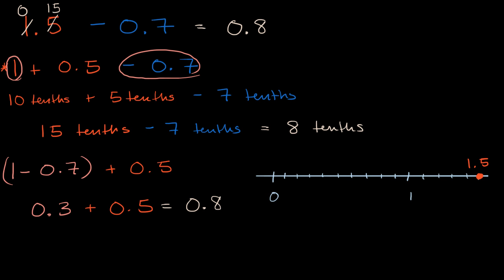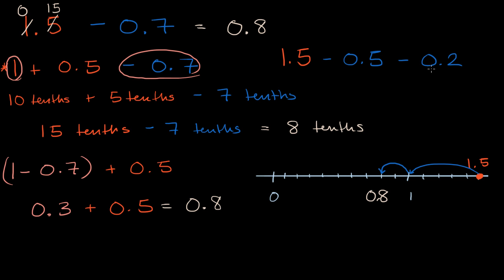And we're going to take away 7/10. So one way that you might do it is you say, okay, we could take away 5/10, which is going to take us to 1, and then we have to take 2 more tenths away, which is going to take us to 8/10, or 0.8. So the way that I just thought about it is I said, hey, this is the same thing as 1.5 minus 5 tenths minus 2 tenths.